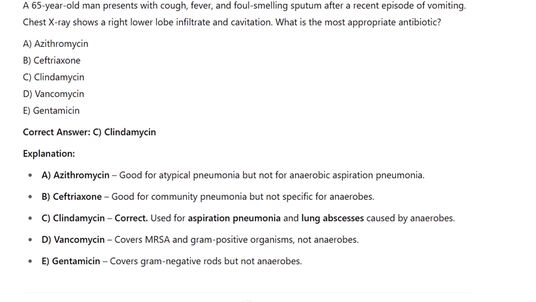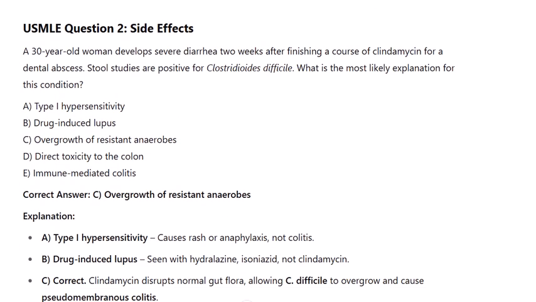USMLE Question 2, Side effects. A 30-year-old woman develops severe diarrhea 2 weeks after finishing a course of clindamycin for a dental abscess. Stool studies are positive for Clostridioides difficile. What is the most likely explanation for this condition?